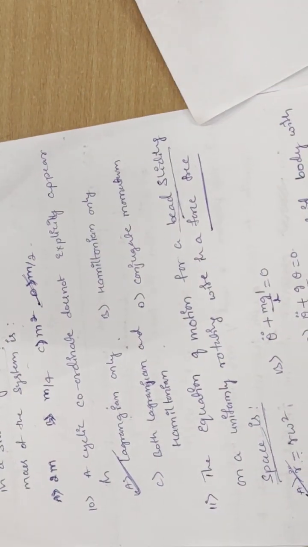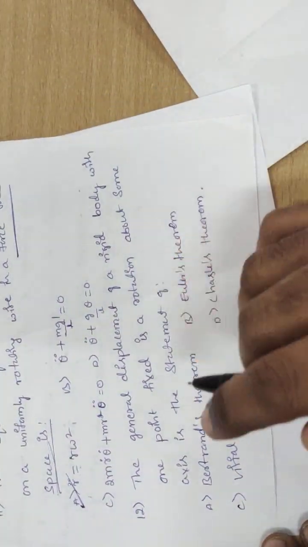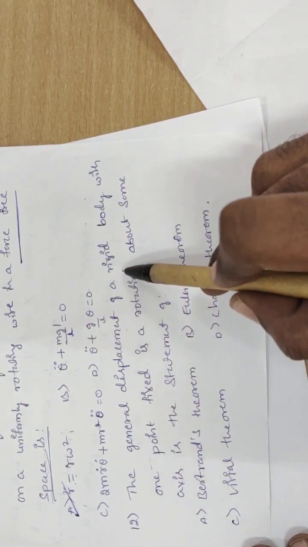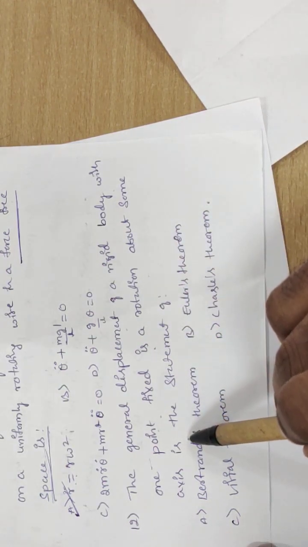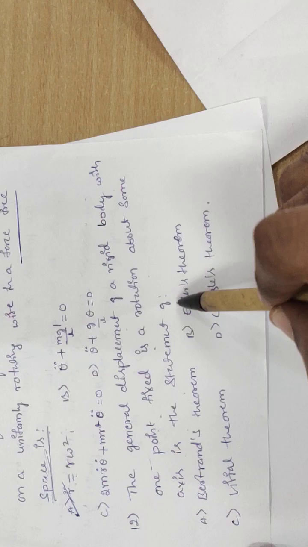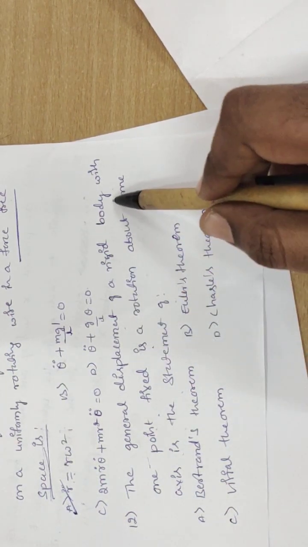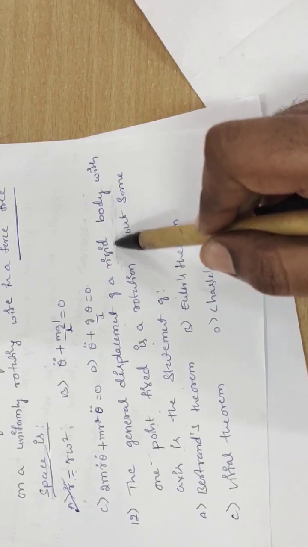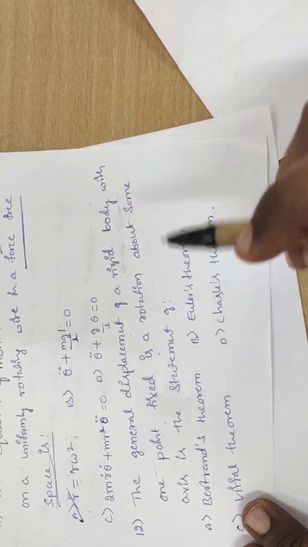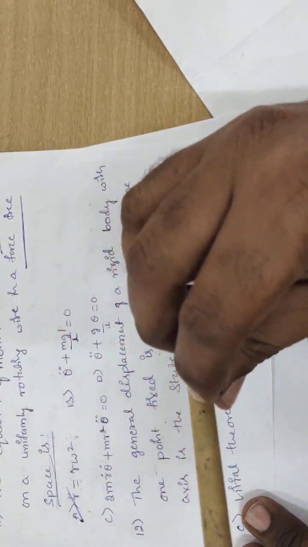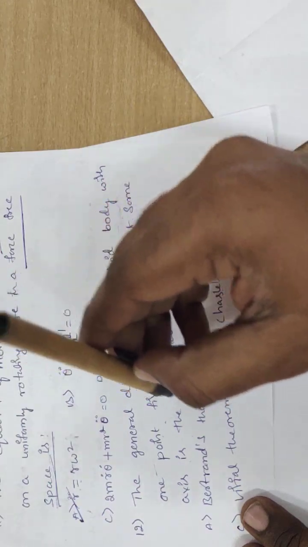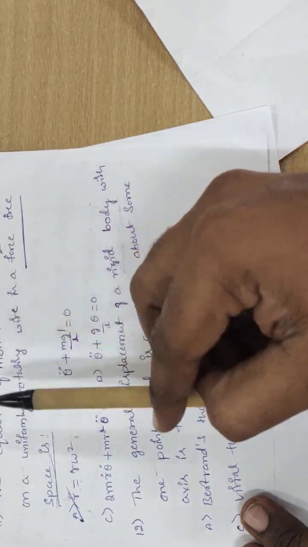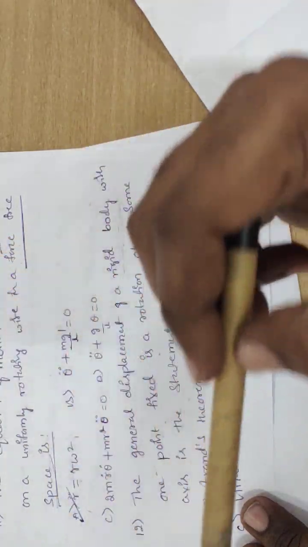Okay. Next, let's move on to question number 12. The generalized displacement of a rigid body with one point fixed is a rotation about some axis is the statement of which theorem? In rigid body dynamics, the body is rotating but one point is fixed. Okay, sorry, the axis, the position vector is fixed and the body is rotating.